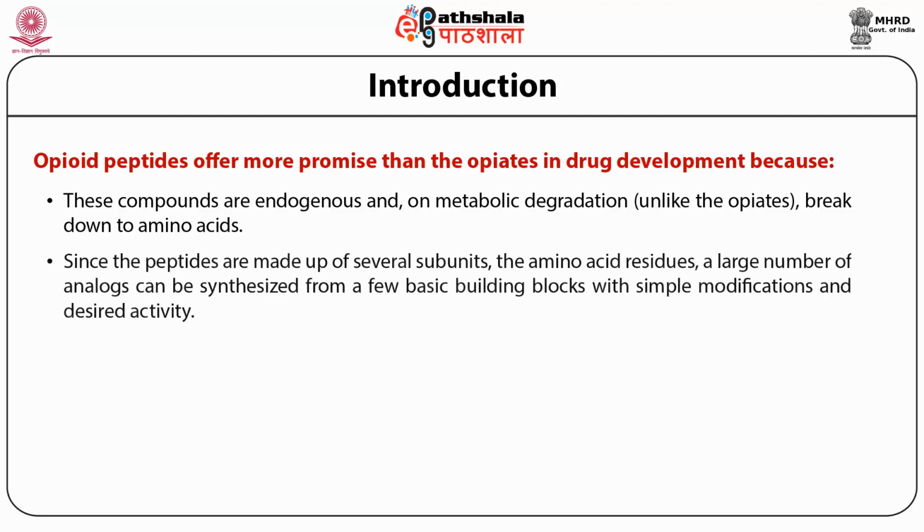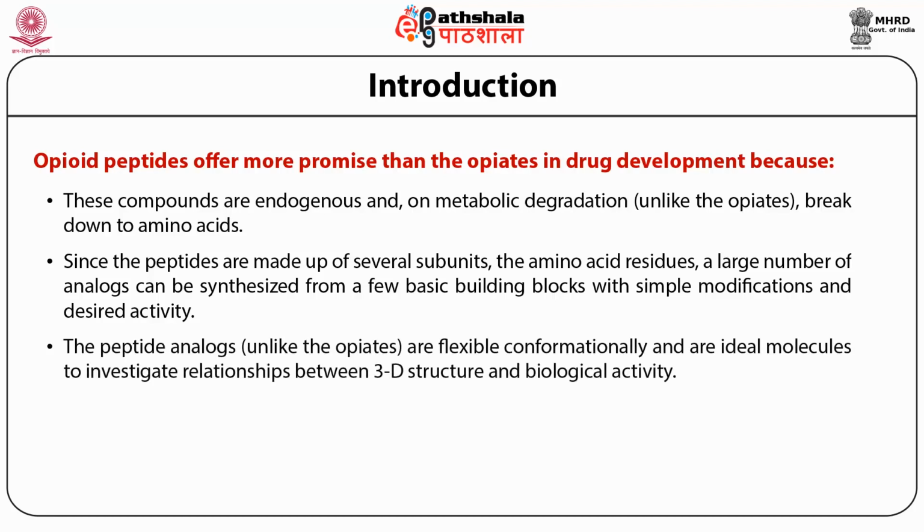The next point is that since these peptides are made up of several subunits, these amino acid residues, a large number of analogs can be synthesized. These syntheses can have different modifications and many manipulations in their sequence in order to obtain the desired active peptide. Unlike the opiates, these peptide analogs are very flexible conformationally. As you know, the conformation of any peptide or drug plays a very important role in its activity. Since they are very flexible, they are ideal molecules to investigate the relationship between 3D structure and biological activity, in other words, the structure and activity relationship.